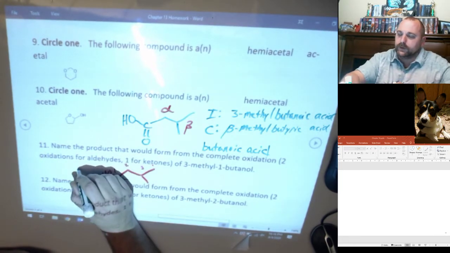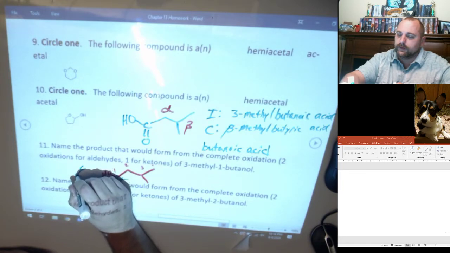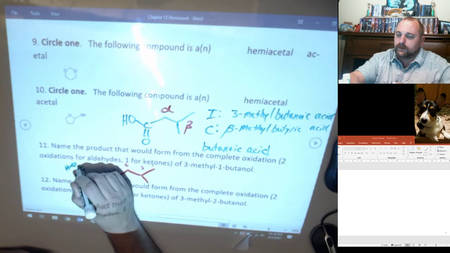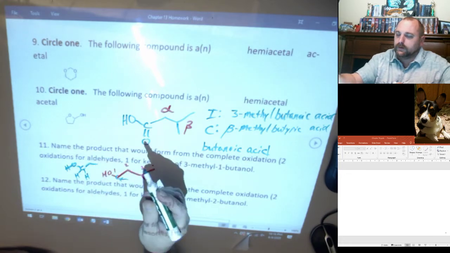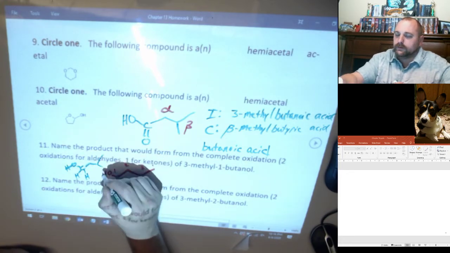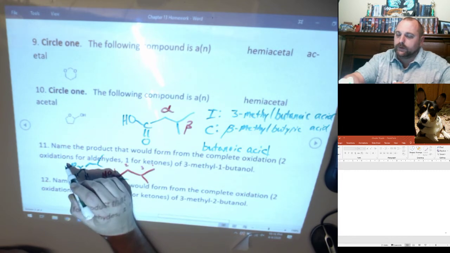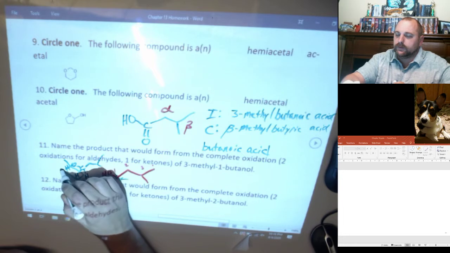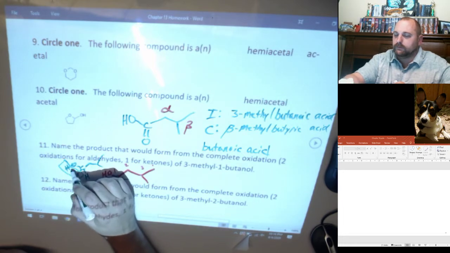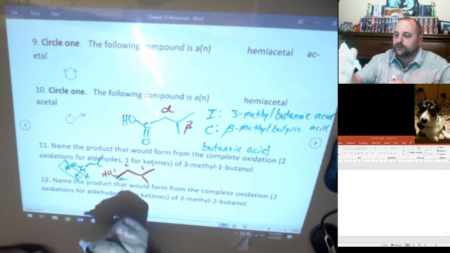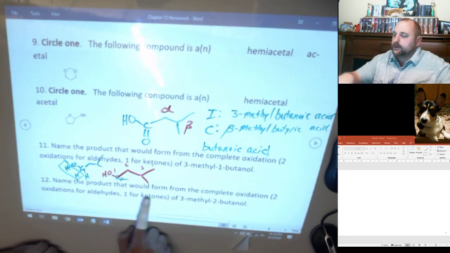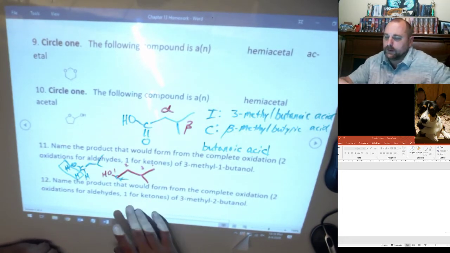So when I drew this, I did my make two, break two, and so it was these two hydrogens and it lost. So made two, break two. Okay. Name the product that would form from the complete oxidation.